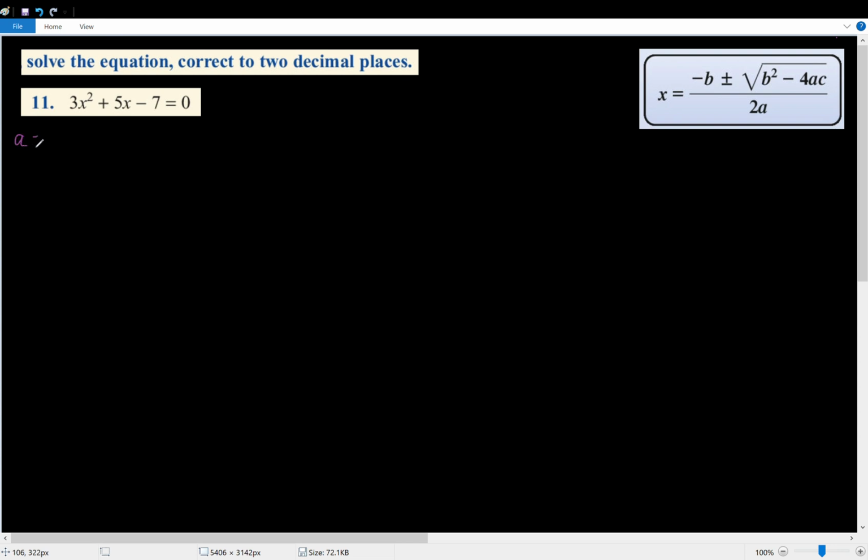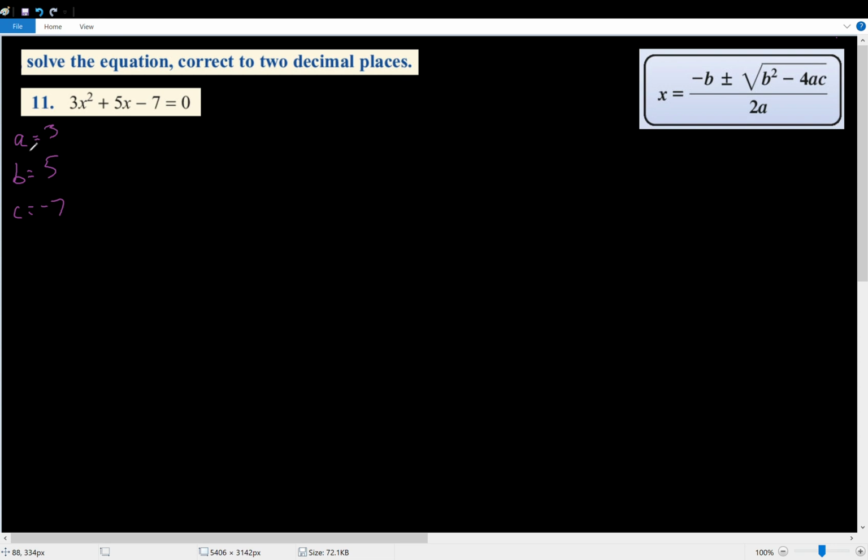Our a value is going to be the coefficient of x squared, in this case it's 3. Our b value is going to be the coefficient of x, which is 5 in this case. And our c is going to be the constant, which in this case is minus 7.